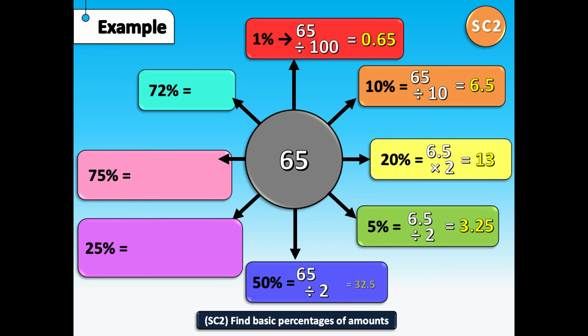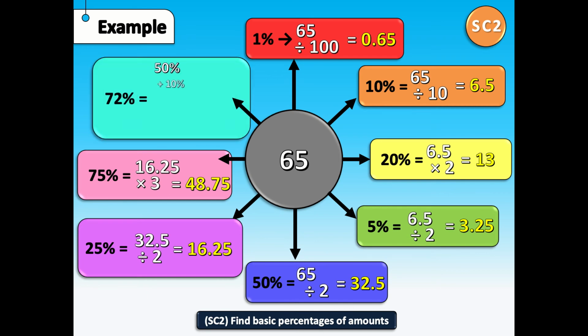50% of 65 would be 32.5. 25% of 65 would be 16.25. 75% of 65 would be 48.75. And 72% of 65, I can add together 50%, 2 10%, and 2 1%. So 72% of 65 is 46.8.